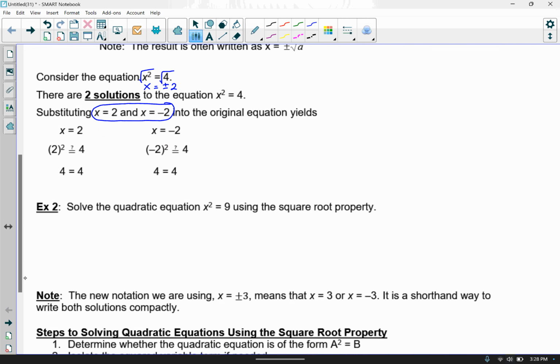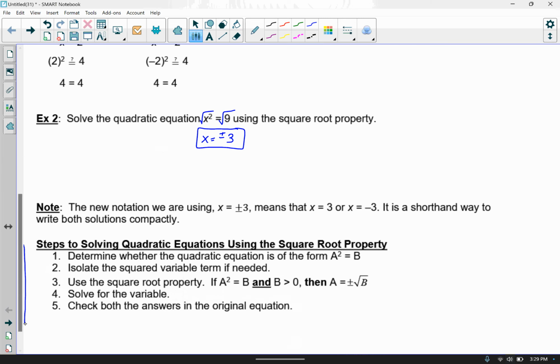So if we come down to example 2 and it says solve this using the square root property, it means to simply solve for x, and you don't have to do any factoring here because you've got a letter equaling some number, so you can just get closer and closer to getting that x all by itself. I want to get rid of the squared, so I square root both sides. Square root of x squared is just x. Square root of 9, don't forget your plus and your minus, 3, because positive 3 squared gives me 9 and negative 3 squared gives me 9. And those are my two solutions, positive 3 and negative 3.